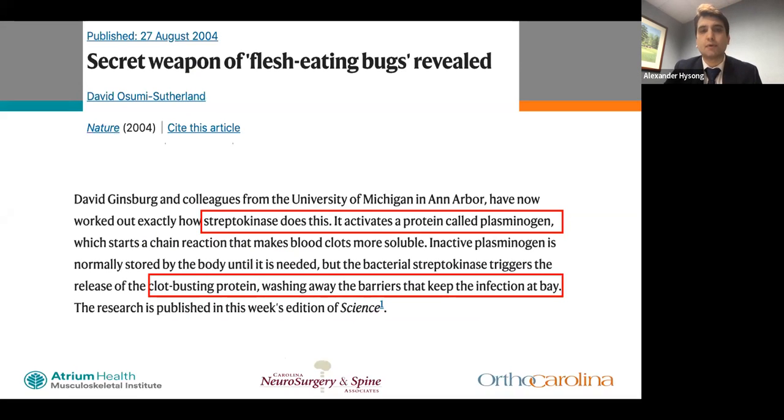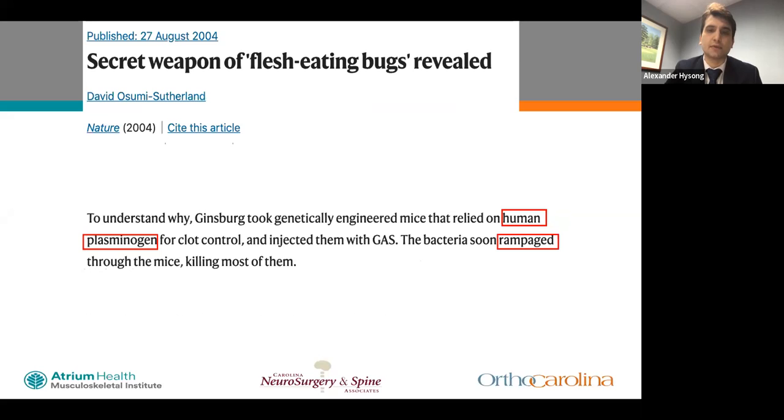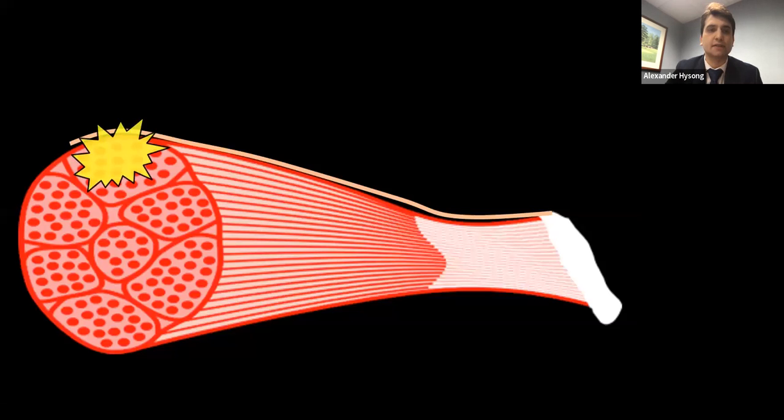Proof of concept of the importance of streptokinase in particular in necrotizing fasciitis was published in 2004 in Nature. They attempted to inoculate healthy mice with group A strep that caused necrotizing fasciitis in humans, but they found that it was ineffective in making these mice ill. It wasn't until they created humanized mice with humanized plasminogen in particular that the bacteria rampaged through the mice, giving them necrotizing fasciitis and killing most of them, showing that this manipulation of the coagulation cascade and fibrinolysis is extremely important in this disease process.